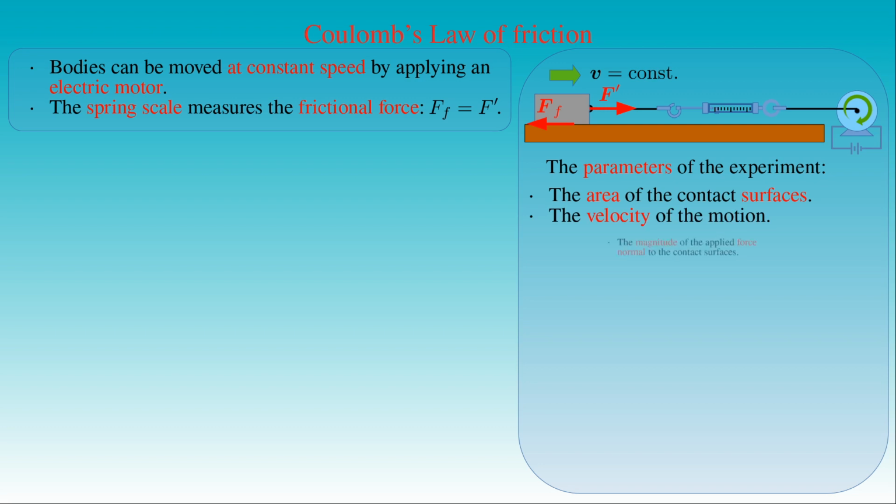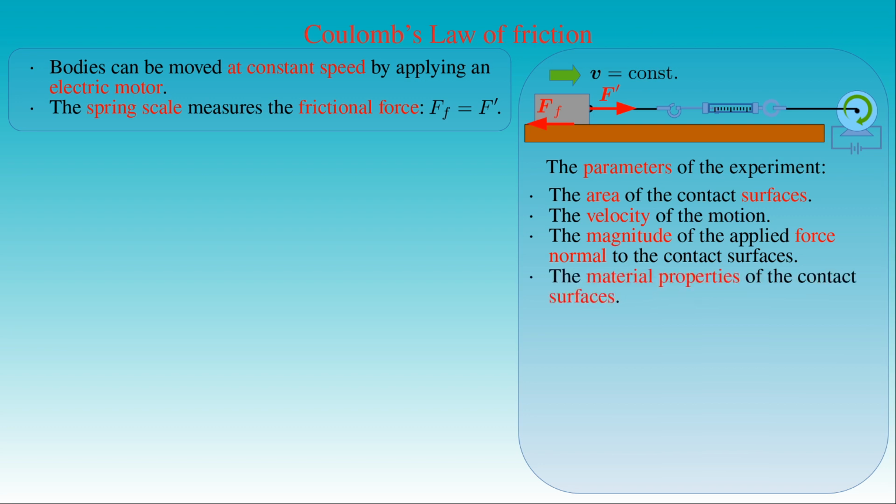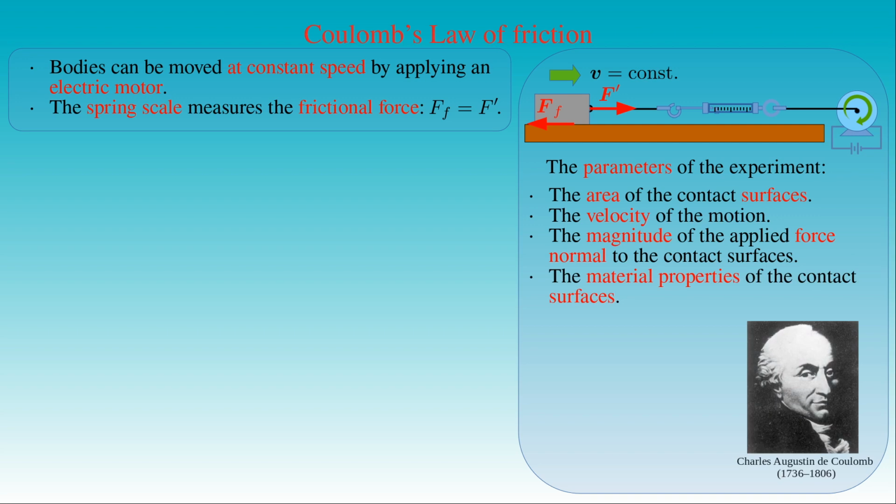We can change the magnitude of the force applied on the body in the direction perpendicular to the contact surfaces by placing a weight on the block. Finally, by replacing a block with another one which is made of a different material, we can change the physical properties of the surfaces sliding against each other. Such a comprehensive experiment was performed by Coulomb, who used a spring-driven setup in his experiment. His findings on the quantitative relationship between the frictional force and these parameters are called Coulomb's law of friction.